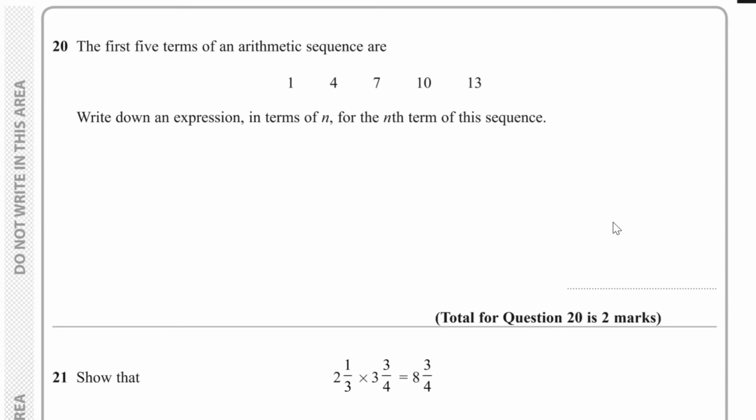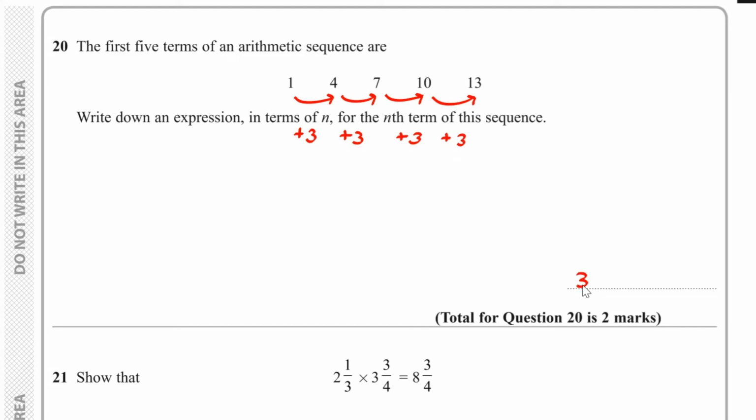Question 20, we've got the first 5 terms of an arithmetic sequence. Those are 1, 4, 7, 10 and 13. And we have to write an expression in terms of n for the nth term of this sequence. Well, over here, the difference between the 1 and 4, that's plus 3. Difference between 4 and 7, that's again plus 3. Difference between 7 and 10, that's plus 3. Difference between 10 and 13, that's plus 3.